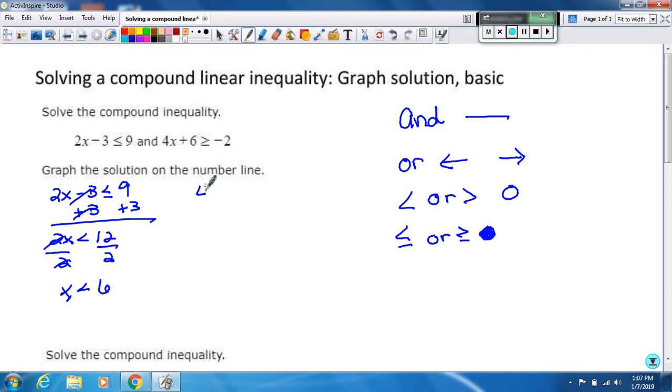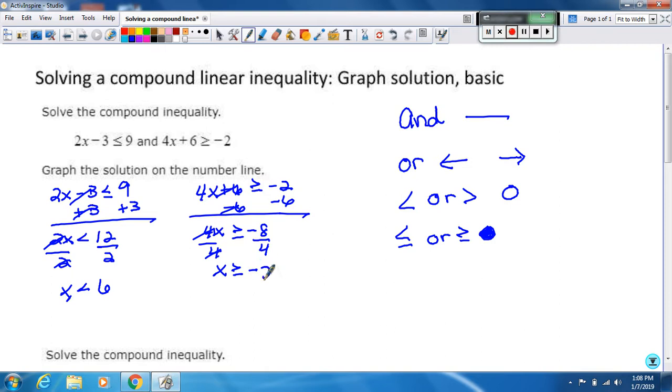The next one was 4x plus 6 is greater than or equal to negative 2. I'm going to subtract 6 from both sides. Bring down the 4x. The opposites cancel. Greater than or equal to negative 8. Divide both sides by 4. Top cancels with bottom. x is greater than or equal to negative 2.